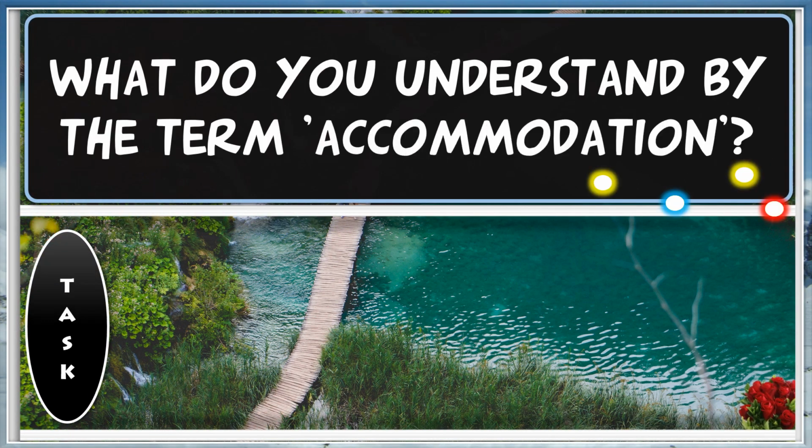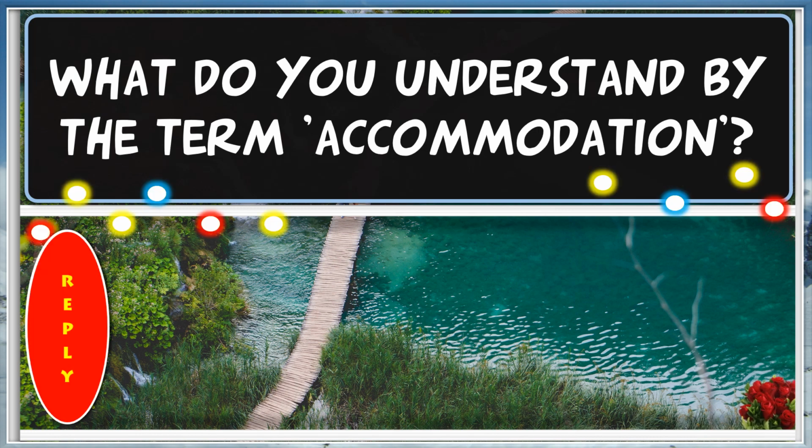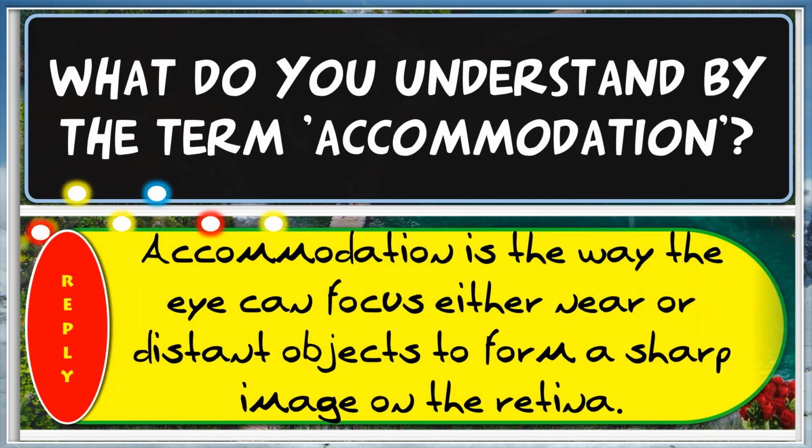What do you understand by the term accommodation? Accommodation is the way the eye can focus either near or distant objects to form a sharp image on the retina.